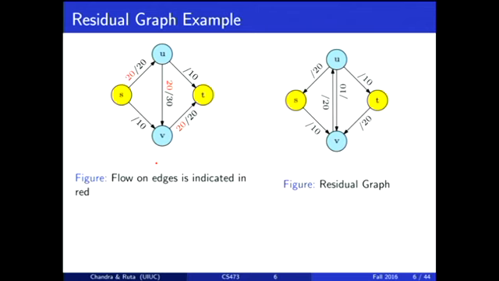Remember, the residual graph is defined with respect to the original capacities and an existing flow. So if the flow is zero initially, what is the residual graph of the original graph? Initially the flow is zero everywhere. The same graph, right? Every edge will remain there with the same capacity because the flow is zero. And since there is no flow on any edge, I won't put a reverse arc because that would have zero capacity, right? So the residual graph of the original graph is itself, if there is no flow on it. Does it make sense?